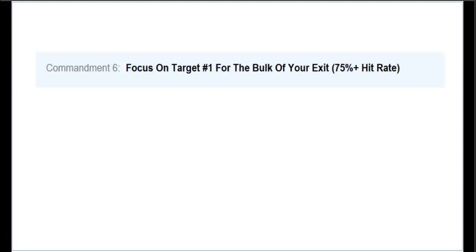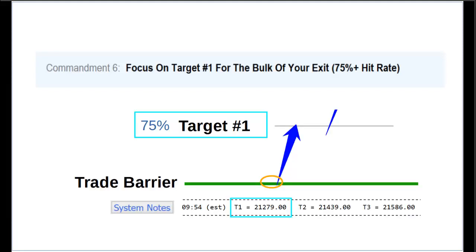Commandment number 6, focus on target 1 for the bulk of your exit. The system is designed to give us a 75% hit rate on target 1. However, this year we've been running an 83% hit rate, so we've got a better hit rate than the system is even designed for. The point is that is a very high probability target, so you want to start off focusing on target 1, and even as you build size, you can be pulling the bulk off at target 1.